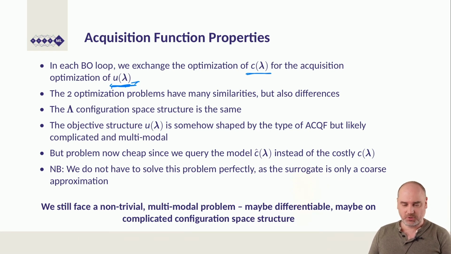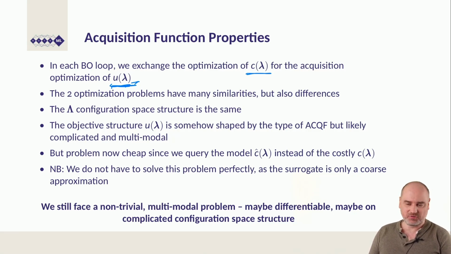Before we talk about what's an appropriate optimizer, usually it's a good idea to talk about the properties of the optimization problem you are facing. So these two optimization problems have quite a few similarities. First of all, obviously we are still optimizing over the same configuration space structure. The objective U also, at least vaguely, looks similar to this C function. Well, it's also shaped by the type of acquisition function we're putting on top of it, but at least it has something to do with the cost function.